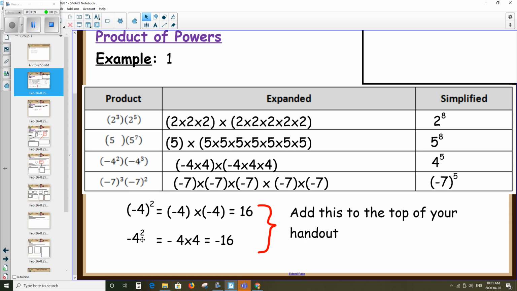Second example doesn't have a bracket, so you're not squaring the entire thing. You're only squaring the 4 that's right below the 2 with one negative sign in the front. Okay, so essentially this is -4 times 4, which is -16. So brackets matter.